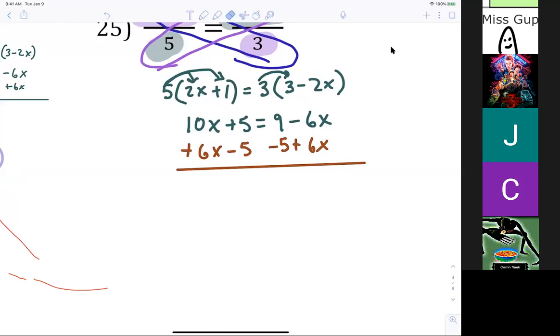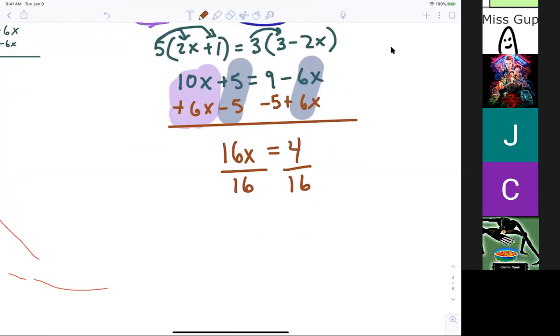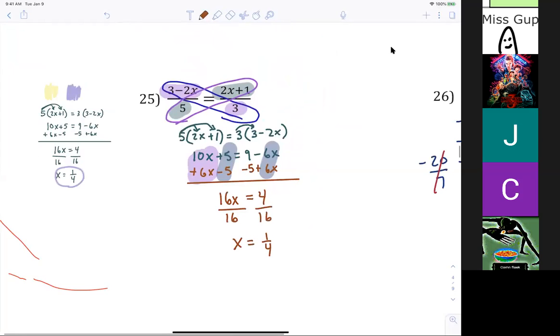Now again, this right here becomes 16x. This guy here crosses out. So 16x equals 4. Now we divide both sides by 16. Notice 4 over 16 is a fraction. It does not equal 4. It equals 1/4. Okay? So that's a review of solving proportions.